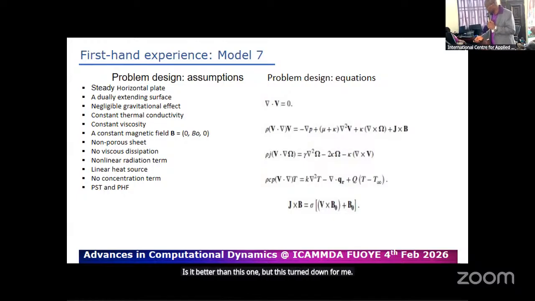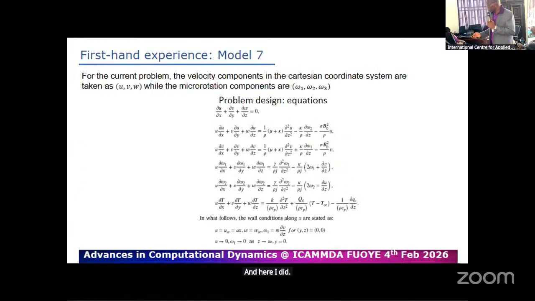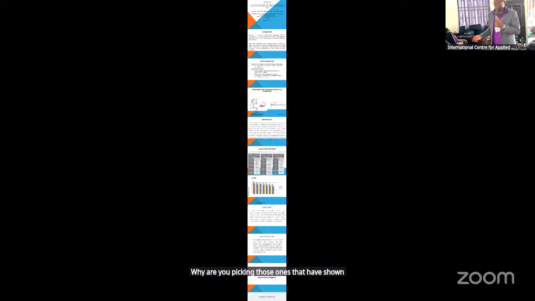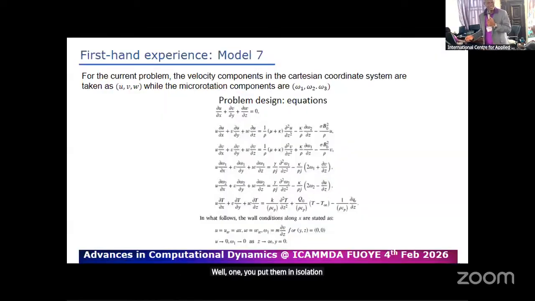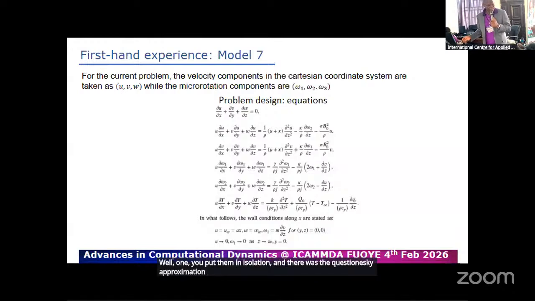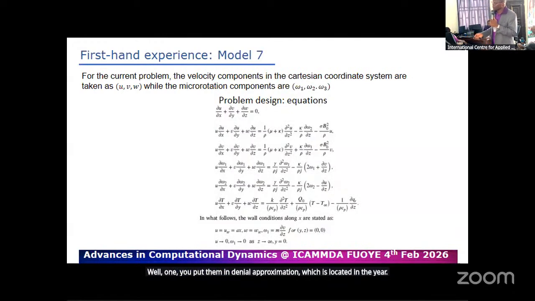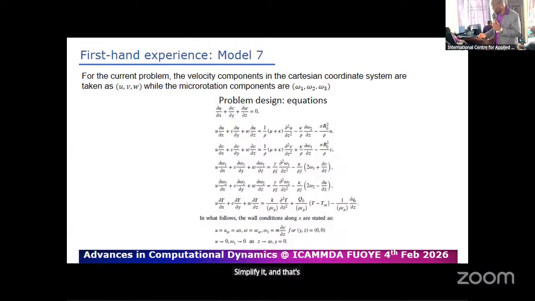And here again, what did we do? We decided to make it 3D. Look at it: all the previous ones I have shown you were 2D, but now it's 3D. And then we also have the micro components to also be in 3D. But one important thing I mentioned earlier was the Boussinesq approximation, which is from the boundary layer problem. That made the equations become simplified, and that's what we have here.